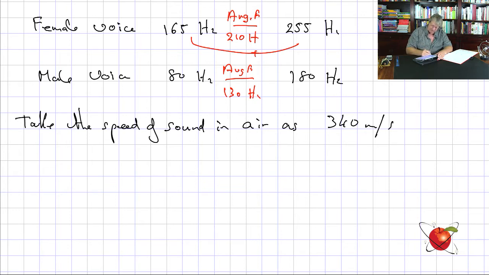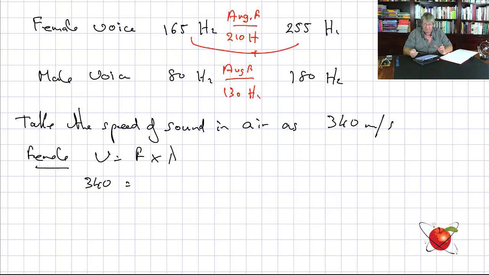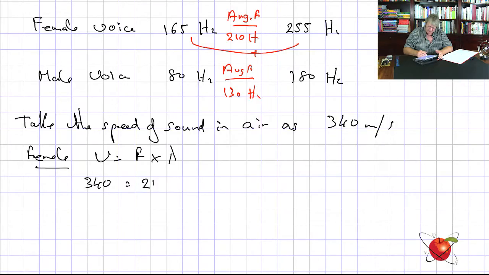Therefore, for the female, velocity is equal to frequency times wavelength. Velocity is 340 because the velocity is the same for the man and the woman. The sound wave travels through the air. By the way, it's a longitudinal wave. I've drawn it like that, but it's actually a longitudinal wave. It's equal to frequency, 210, times lambda. Therefore, lambda is 340 over 210, and that comes to 1.62 meters.